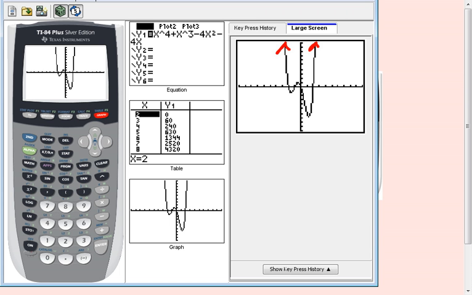Okay? So there's two kinds of vocabulary that you need to know. One is maximums and minimums. Obviously you know what a maximum point is. It's the highest point on the graph. A minimum would be the lowest point on the graph. And then there's relative maxes and relative mins.